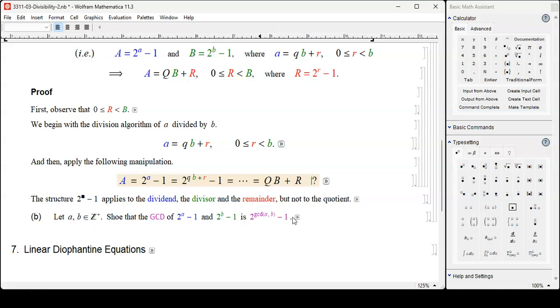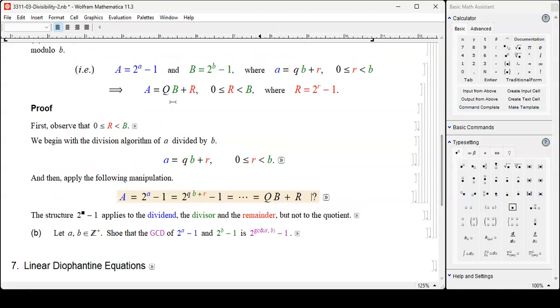Somehow you have to manipulate this so that it is the division algorithm, capital Q times capital B plus R. So that's our aim. How do we fill up this dot dot dot? If we do, that's the end of the proof.